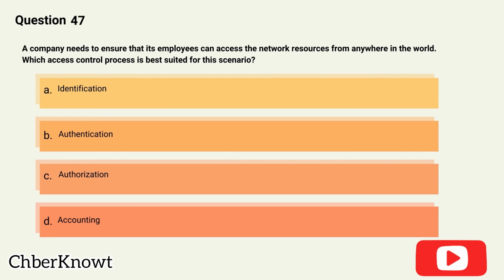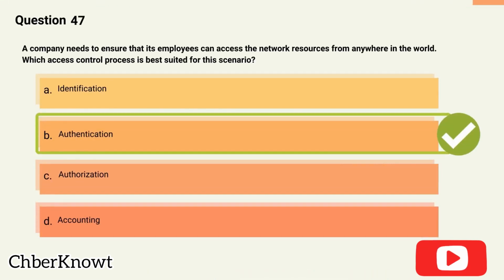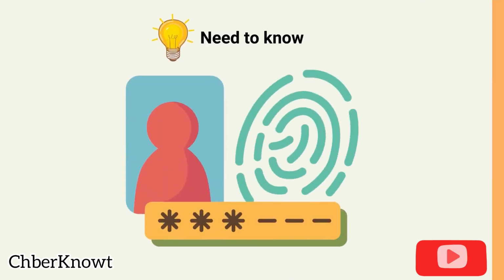Option A. Identification. Option B. Authentication. Option C. Authorization. Option D. Accounting. The correct answer is option B. Authentication. Explanation. Authentication is best suited for this scenario. Authentication verifies the identity of the user and grants access to the network resources based on the user's credentials.